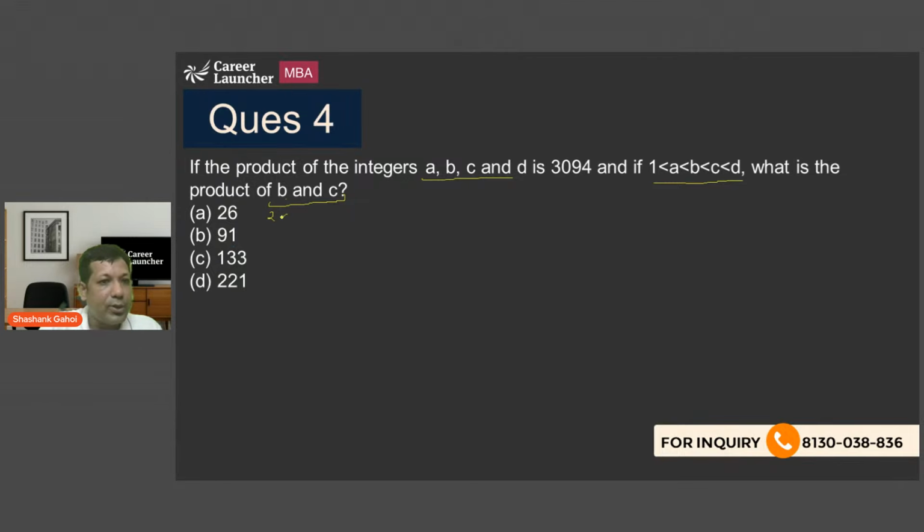Now first is 2 into 13. Second is 7 into 13. Third one is 133. Is it a prime number? I don't know. 221 is 13 into 17. So more likely ये 13 का multiple तो है. ठीक है. So first of all, I'm going to prime factorize. So I'm going to divide it by 2. So what I'm going to get? I'm going to get 1547. So 3094 is equal to 2 into 1547.